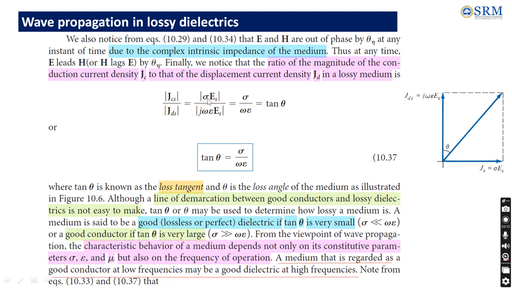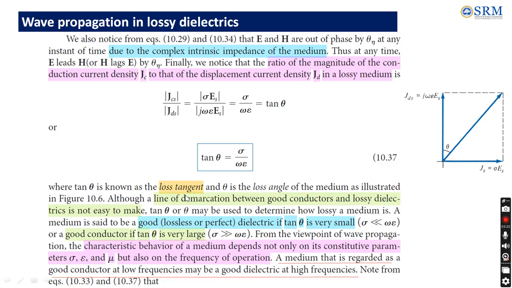So we will arrive at this expression after cancelling the terms and taking the magnitude part. The j term gets cancelled, Es gets cancelled. We are left with sigma by omega epsilon. This is called loss tangent, and theta is called loss angle of the medium.